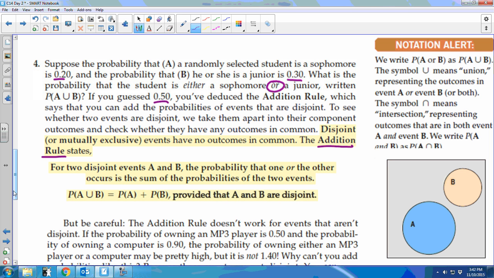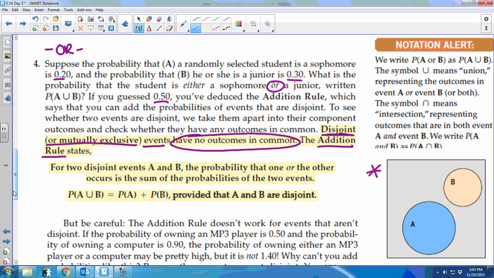All right? If you have two disjoint or mutually exclusive events, which means they have no outcomes in common, this Venn diagram right there, then you can use the addition rule. When we're talking about juniors and sophomores, you cannot be a sophomore and a junior at the same time. Those are disjoint events. An M&M cannot be red and green at the same time. Those are disjoint events. So if you're talking about something or something else happening, then you're talking about something being disjoint, then you should be able to add those probabilities together.